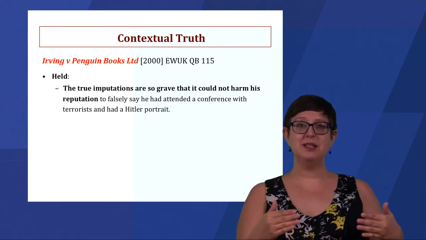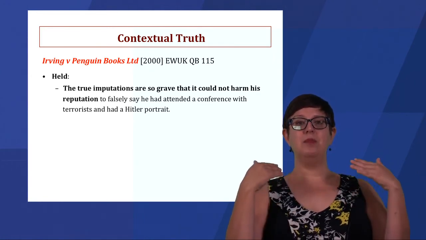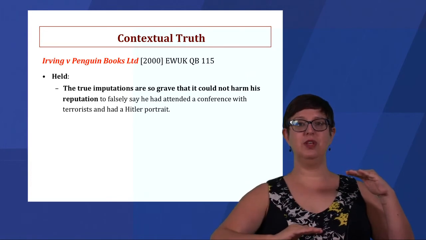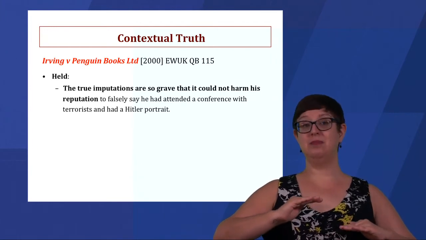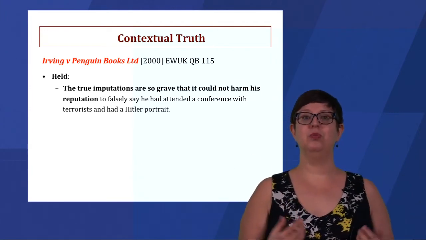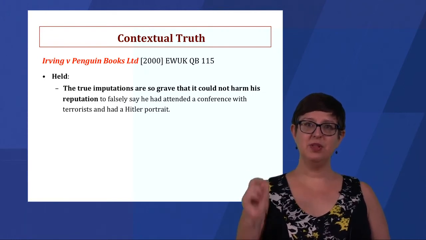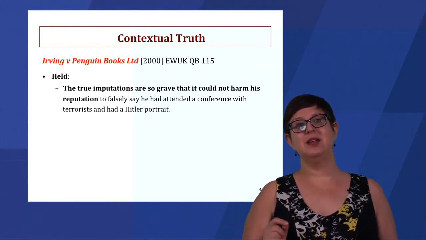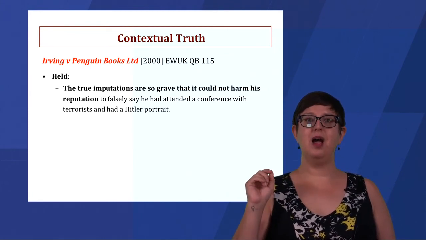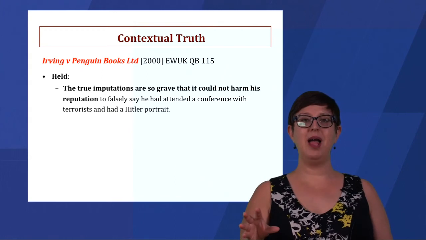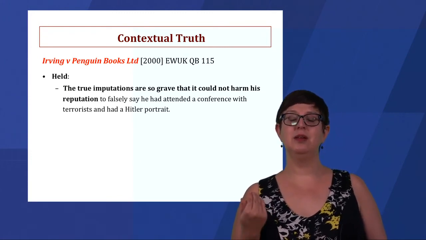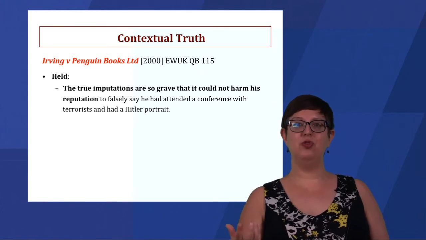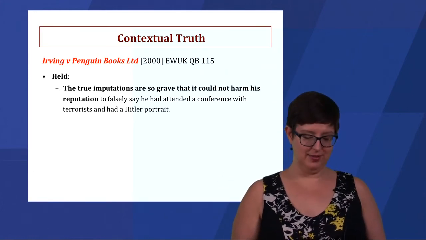Going to a conference with terrorists, also was found not to reduce Irving's reputation below the low level he had already achieved by being an active, prolific Holocaust denier who was favourable about Hitler. So in those circumstances, the court said that the defence of contextual truth would apply. Penguin Books therefore had a successful defence against Irving's action in defamation, and therefore did not have to produce remedies for Irving.